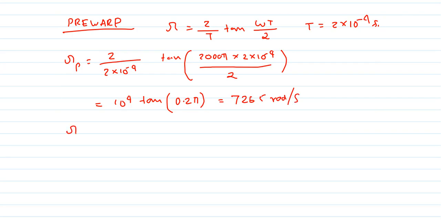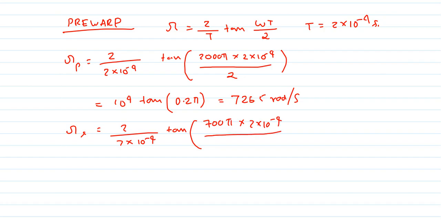Similarly, omega s is equal to 2 by 2 into 10 power minus 4 tan of 700 pi into 2 into 10 power minus 4 by 2. That gives you 10 power 4 into tan of 0.07 pi, which gives you 2235 radians per second. So this is my omega p and omega s. With this I have to design my analog transfer function first.